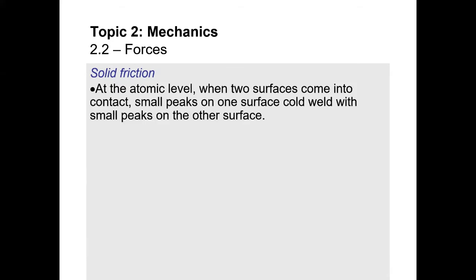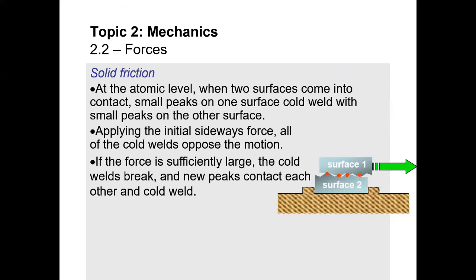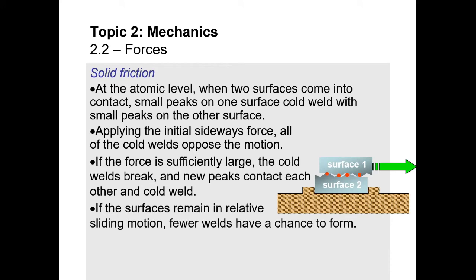At the atomic level, when two surfaces come into contact, small peaks on one surface cold weld with small peaks on the other surface. Like that. When applying an initial sideways force, all of the cold welds oppose the motion. If the force is sufficiently large, the cold welds break and new peaks contact each other and cold weld. If the surfaces remain in relative sliding motion, fewer welds have a chance to form.